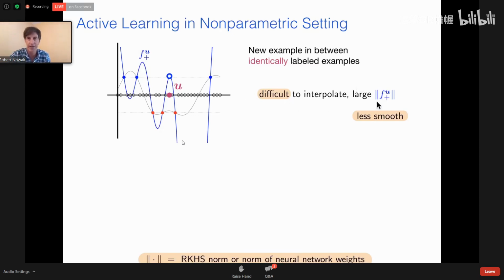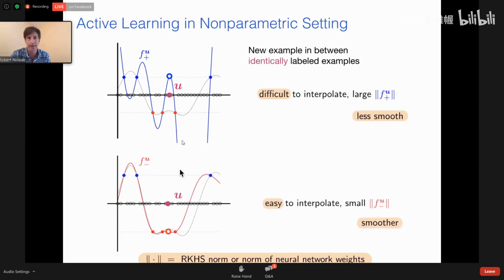And we can gauge that by looking at the norm of the blue interpolation function. On the other hand, maybe it'll turn out that the unlabeled example will get a red label, sitting between the two originally red labeled examples. And in that case, it's going to be pretty easy to interpolate. Here's the new interpolation function, red. It's easy to interpolate. And we can again measure that by looking at its norm. And again, the norm here could be the norm of the kernel classifier, the RKHS norm, the reproducing kernel Hilbert space norm, or it could be a norm based on the neural network weights.